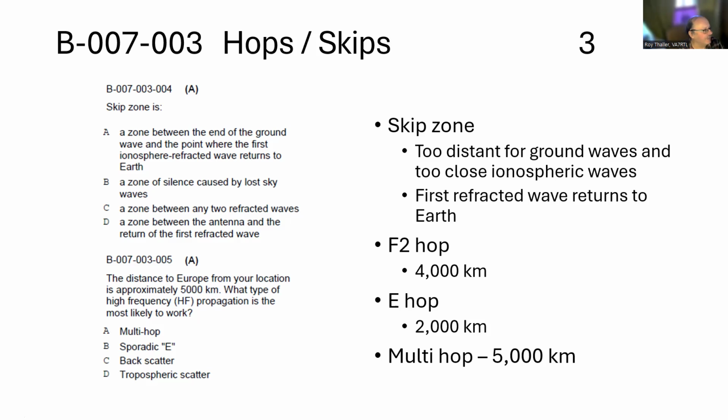What is a skip zone? So a skip zone is a zone between the end of a ground wave and the point where the first ionospheric reflected wave returns to the Earth. So A is the correct answer. The distance to Europe from your location is approximately 5,000 kilometers. What type of high frequency HF propagation is most likely to work? So in this case, you would be having multi-hop as the method of propagation.